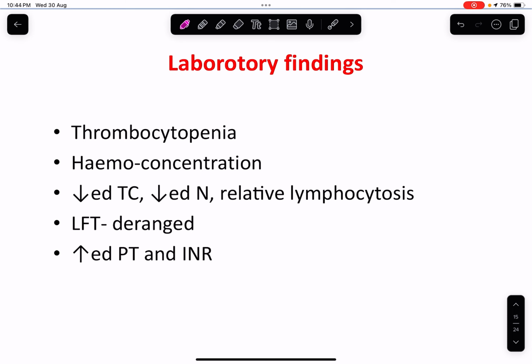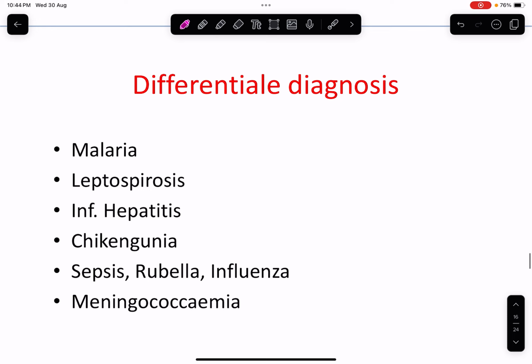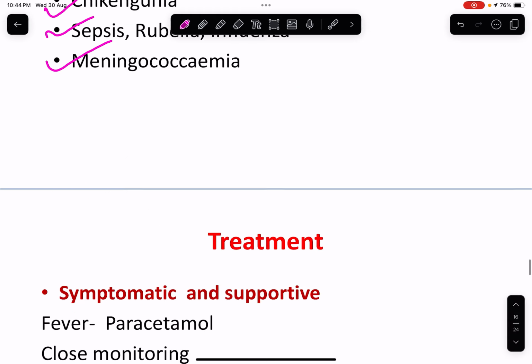Lab findings, we know there will be thrombocytopenia and there will be hemoconcentration. We have already talked about this. Platelet will go down and hematocrit will increase, so there will be hemoconcentration. There will be reduction in total count, reduction in neutrophil, relative lymphocytosis will be there. LFT will be deranged, there will be raised PT-INR because of deranged liver function. Differential diagnosis: it should be differentiated from malaria, leptospirosis, hepatitis, chikungunya, sepsis, rubella, influenza and meningococcemia. So these are the differential diagnosis for a case of dengue fever.